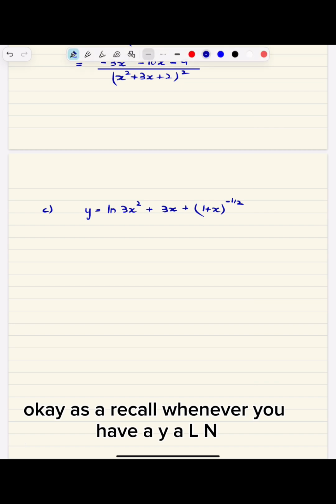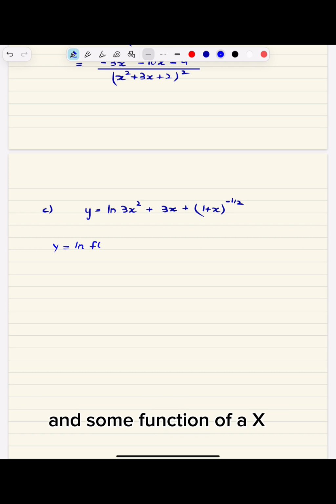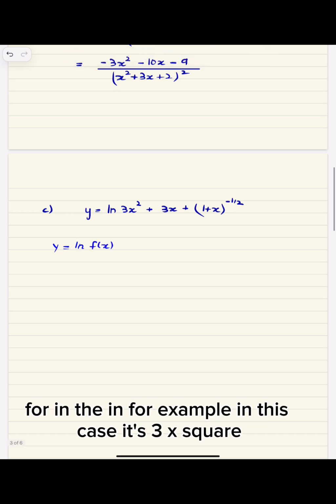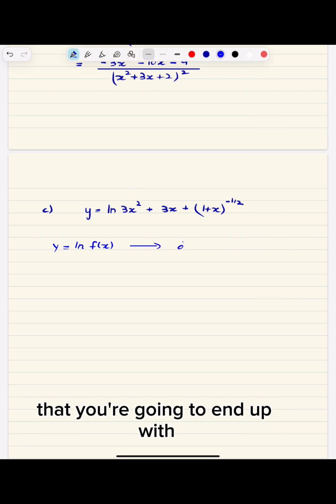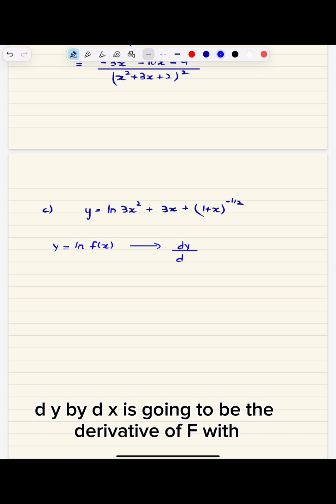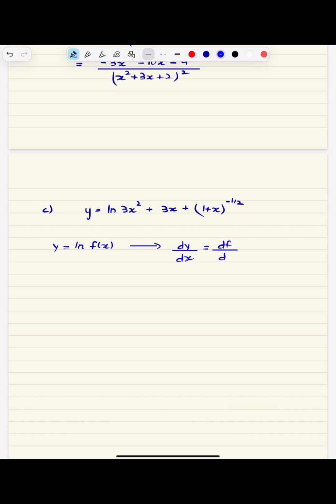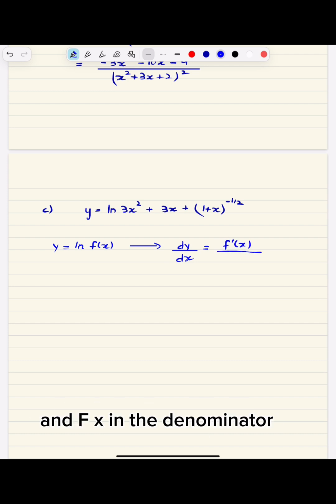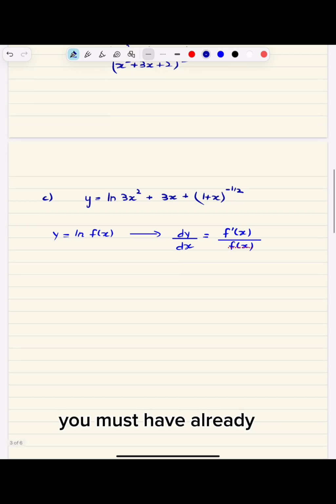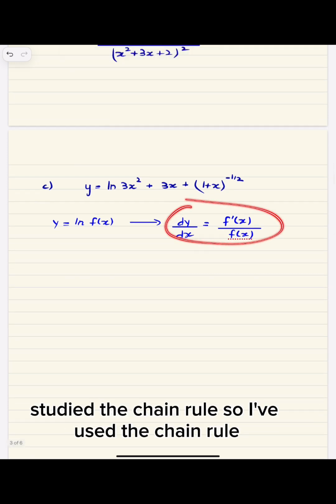Okay, as a recall, whenever you have y = ln of some function of x, for example in this case it's 3x^2, then via the chain rule you're going to end up with dy/dx being the derivative of f with respect to x, and f(x) in the denominator. Okay, so using this law, you must have already studied the chain rule, so I've used the chain rule to obtain this.